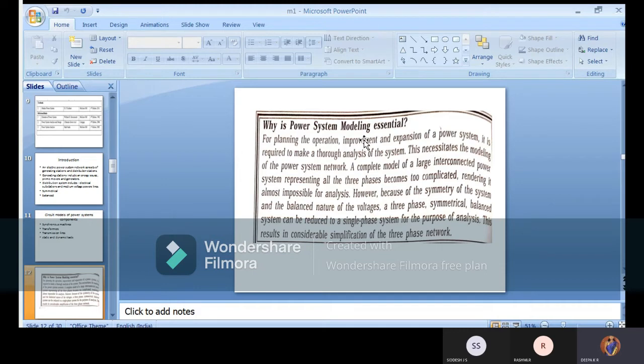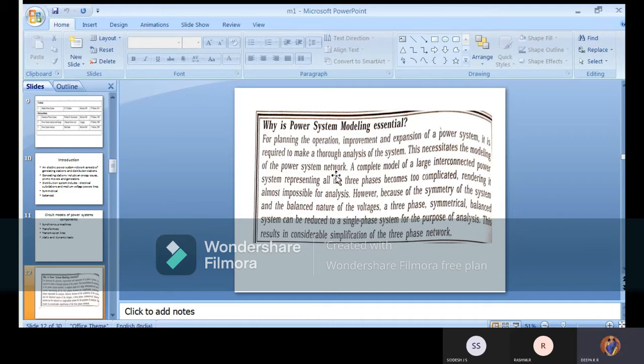We represent it in a simplified form, called a graphical representation, or block diagram representation, or in your simulation representation. It makes it very easy and very clear to understand where the generator is, where the transformer is, what I need to calculate, like your electrical circuits, AC circuits and DC circuits. In the same way, we are going to consider this power system analysis from generation, transmission and distribution by using modeling. For planning the operation, improvement and expansion of the power system, it is required to make a thorough analysis of the system. This necessitates the modeling of the power system network.